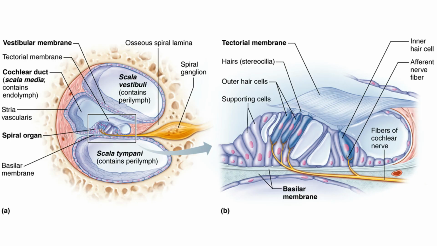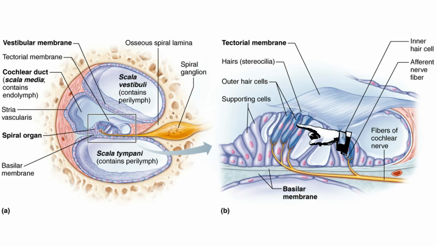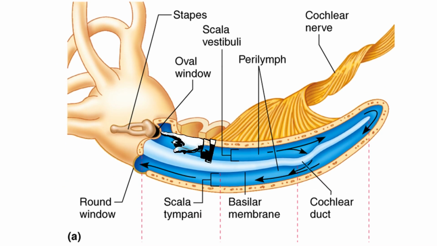Looking closer at the cochlea, the scala vestibuli and scala tympani both contain perilymph. The cochlear duct contains endolymph. Note the tectorial, basilar, and vestibular membranes. These support the spiral organ, featuring inner and outer hair cells that trigger the cochlear nerve. Finally, observe the oval and round windows.